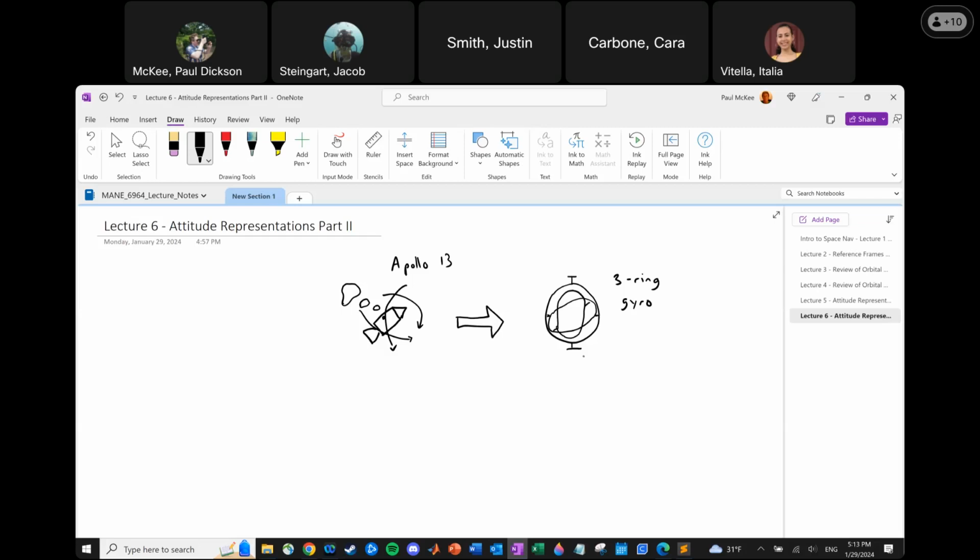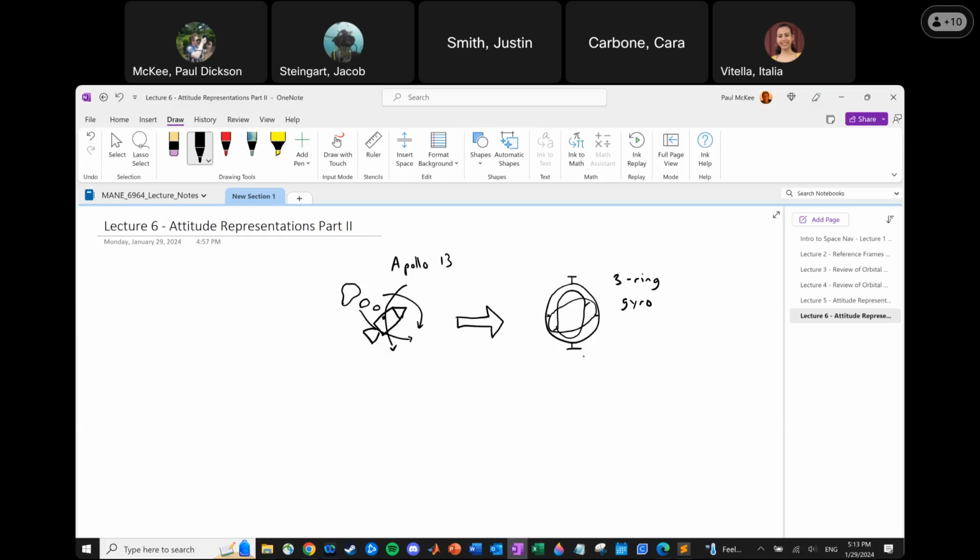And so then here's another fun engineering question for you. Why not use a four-ring gyro where this isn't a problem? Why didn't Apollo use a four-ring gyro? And for reference, Gemini used a four-ring gyro where this isn't a problem. So why did Apollo use a three-ring gyro? Any ideas? Is it because adding another ring would add another degree of freedom?